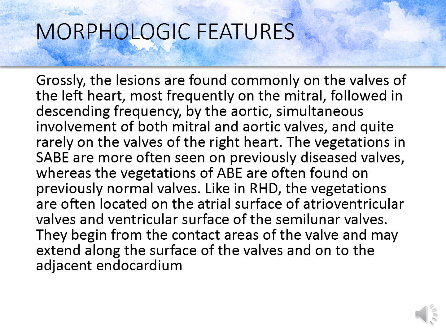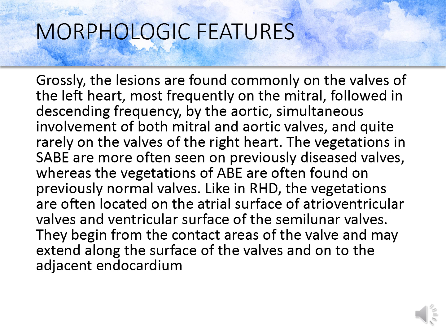Grossly, the lesions are found commonly on the valves of the left heart, most frequently on the mitral, followed in descending frequency by the aortic, simultaneous involvement of both mitral and aortic valves, and quite rarely on the valves of the right heart. The vegetations in subacute bacterial endocarditis are more often seen on previously diseased valves, whereas the vegetations of acute bacterial endocarditis are often found on previously normal valves.